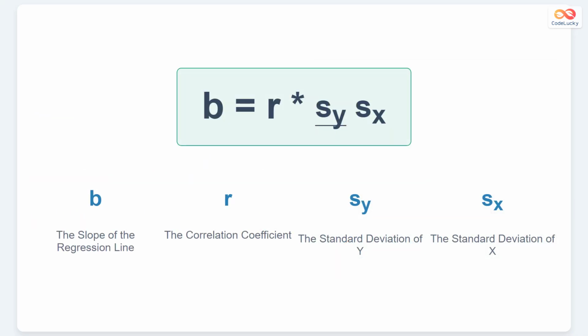To calculate the slope, we use the formula. B equals r times the standard deviation of y divided by the standard deviation of x. Let's break down what each of these symbols means. B is the slope we want to find. r is the correlation coefficient. Sub y is the standard deviation of the y variable, and sub x is the standard deviation of the x variable.